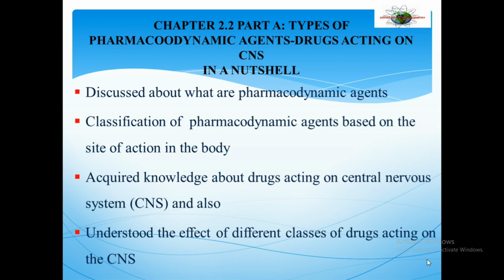In this chapter, we discussed what pharmacodynamic agents are, the classification of pharmacodynamic agents based on the site of action in the body, acquired knowledge about drugs acting on the central nervous system, and also understood the effect of different classes of drugs acting on the central nervous system.